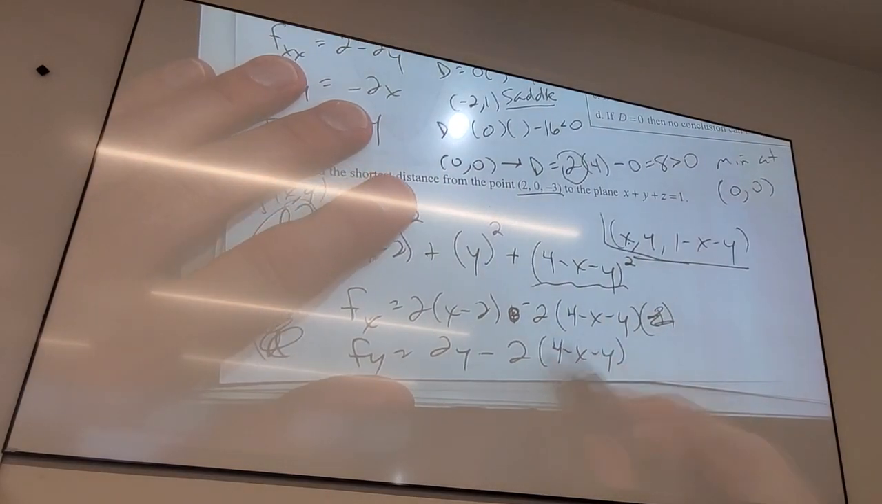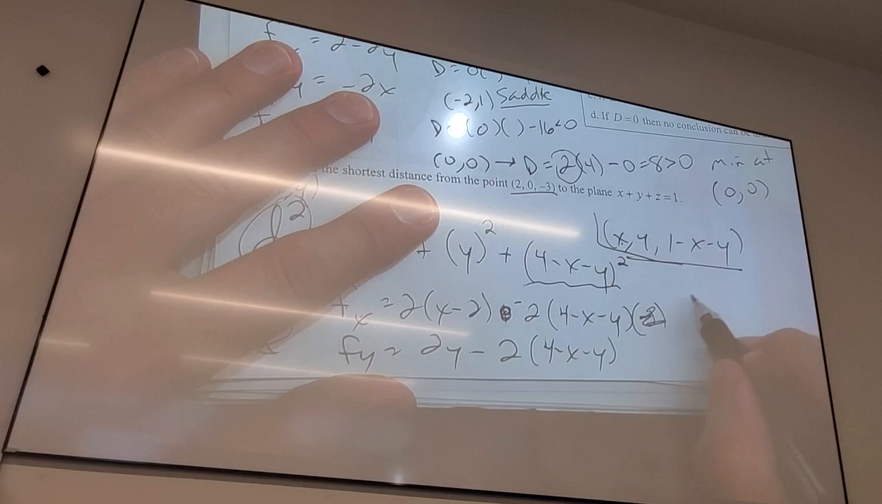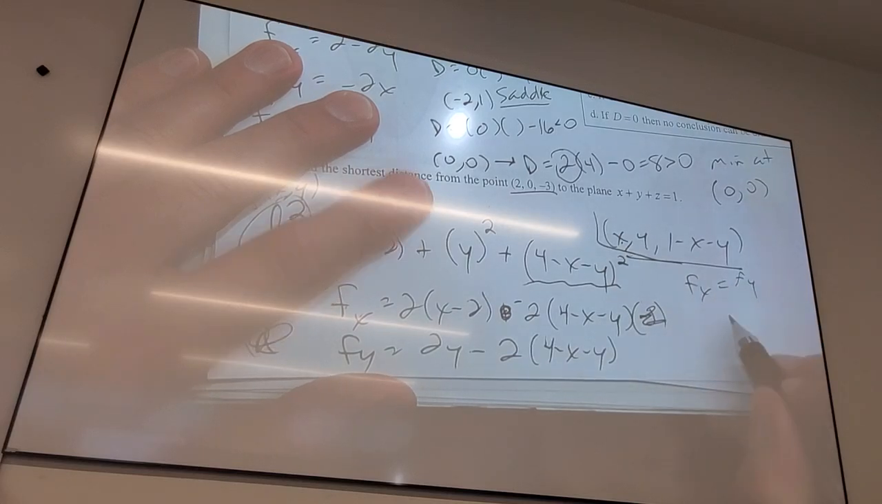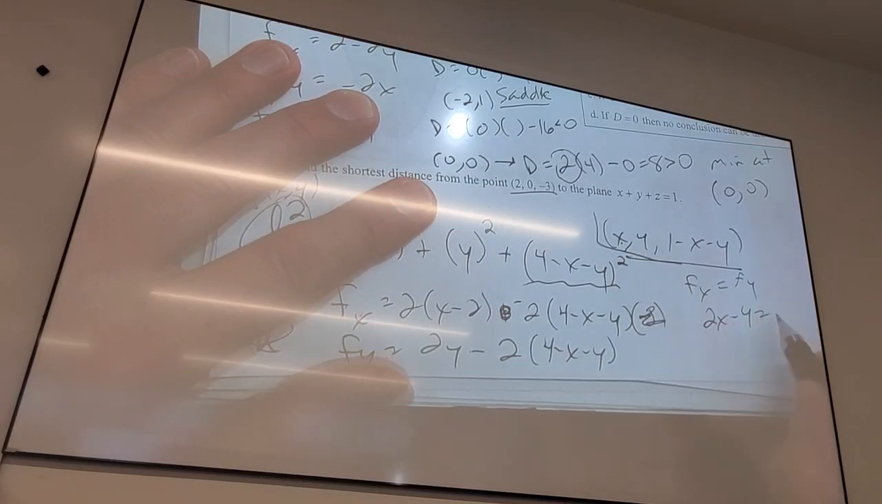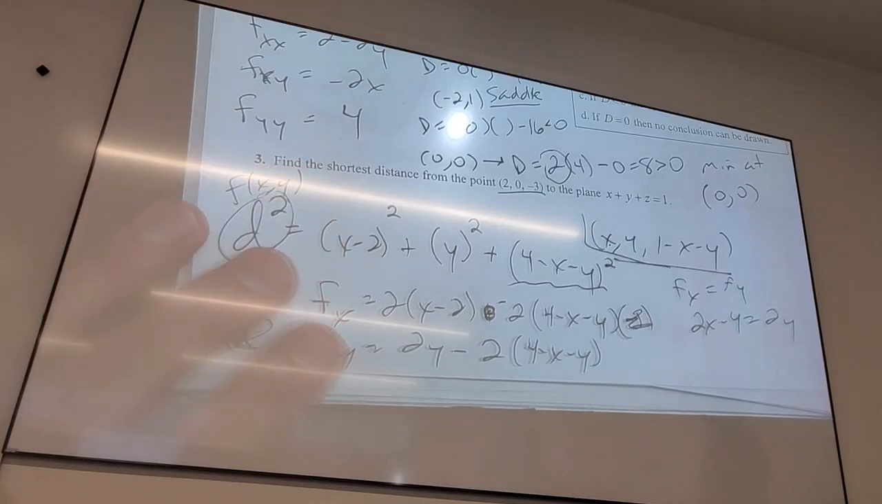So if I set these equal to each other, what happens with this piece? Yeah, so then I get 2x minus 4 equals 2y. Is that cool?